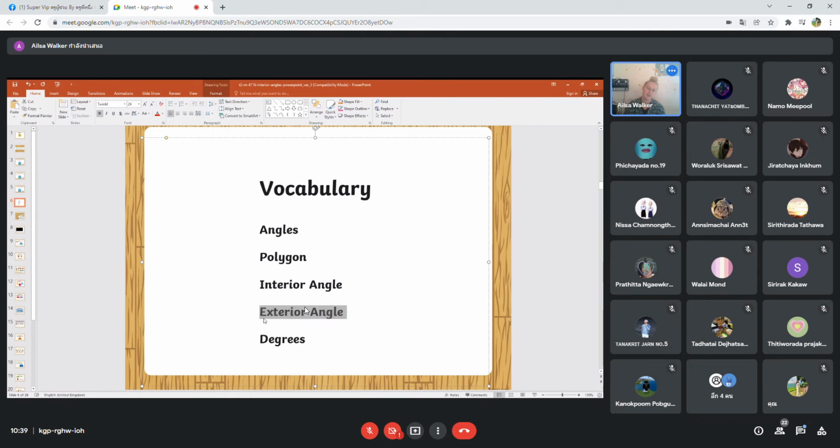Next word, exterior angle. Can you say that? Exterior angle. Good. Exterior angle is an angle that is outside a shape. And we measure angles in, what's the last word? Degrees. Good. We measure angles in degrees.